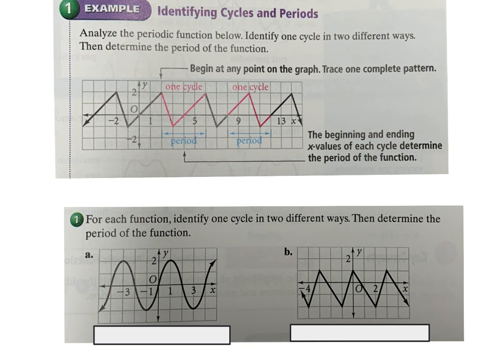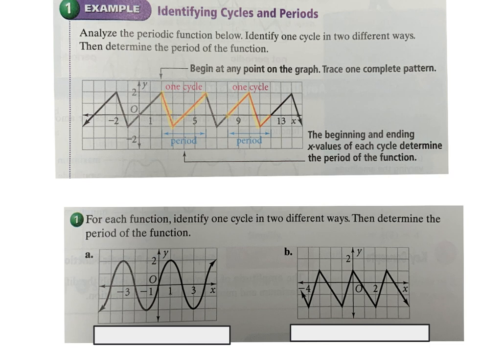Example 1 says, analyze the periodic function below. Identify one cycle in 2 ways. All right. And so you can see that for the first one, they started right here, and they've gone down. And when they get back up, you can see it's going to repeat at this point. This is one cycle. They didn't necessarily have to start there. For this one, they started down here at the x-axis and went up, back down. And when it got back up to the x-axis, that's also one cycle.